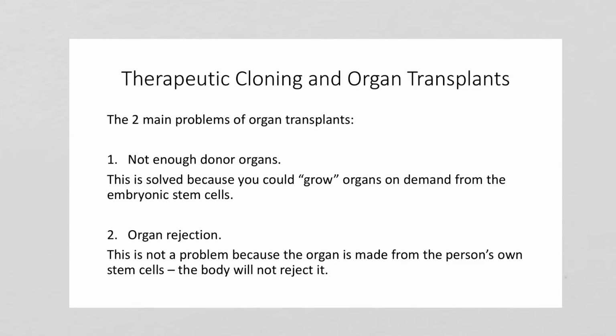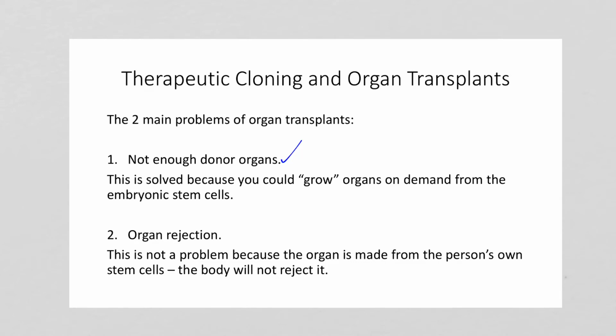So problem one that we said was there's not enough donors of organs. Well, you don't have to wait around if you're going to do therapeutic cloning, because in theory, you make a clone of yourself, you harvest the embryonic stem cells, and you can grow yourself an organ, or you can use those embryonic stem cells to heal or repair the organs that you already have. So it solves problem number one.